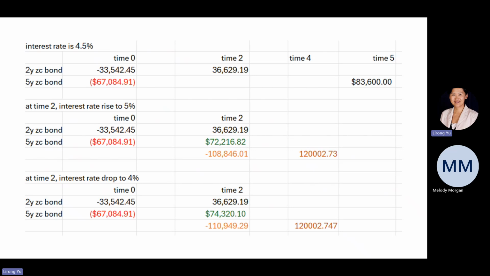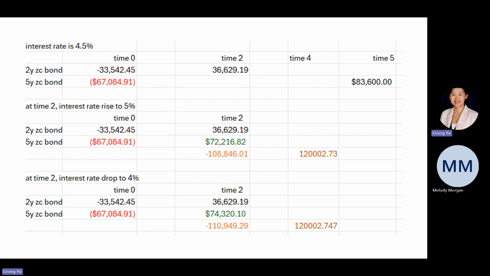Suppose at time 2, the interest rate rises to 5%. What will happen is that your 5-year zero coupon bond, you want to turn that into money. And also your 2-year zero coupon bond already turned into money because it matured. So now you have a total amount of money of 108,000, and then you want to buy, well, that would be a 2-year zero coupon bond to make sure you cover your time 4 investment. So it turns out at time 4, the 2-year zero coupon bond or any other 2-year investment grows into 120,000. It has 2.773 more than the intended value, right?